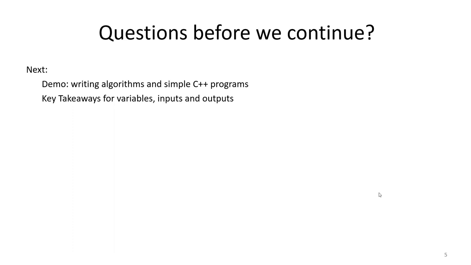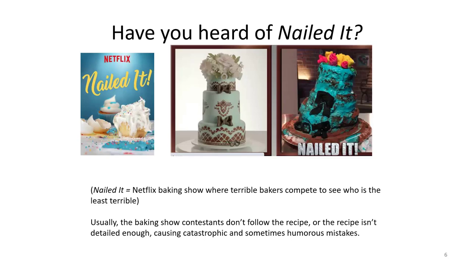So we're going to go ahead and start out with algorithms and simple programs. So question for everyone. Has anyone heard of Nailed It? Nailed It is a Netflix baking show where terrible bakers compete to see who is the least terrible. And this show is a very lighthearted show, and people tend to just be very cheerful and have fun while they're baking. So it's not meant to be hurtful in any way.